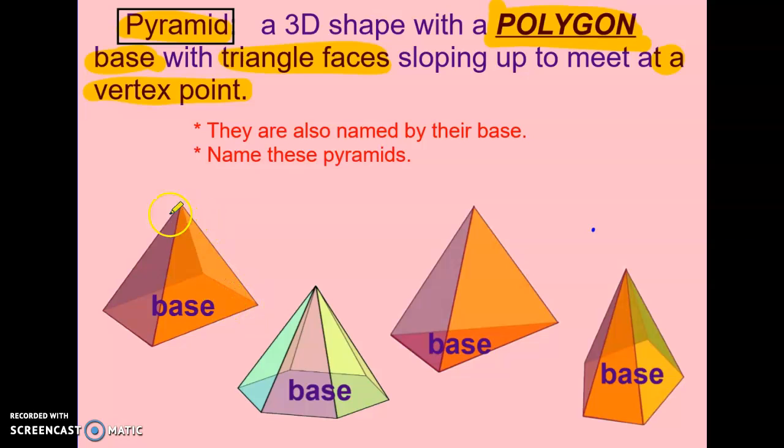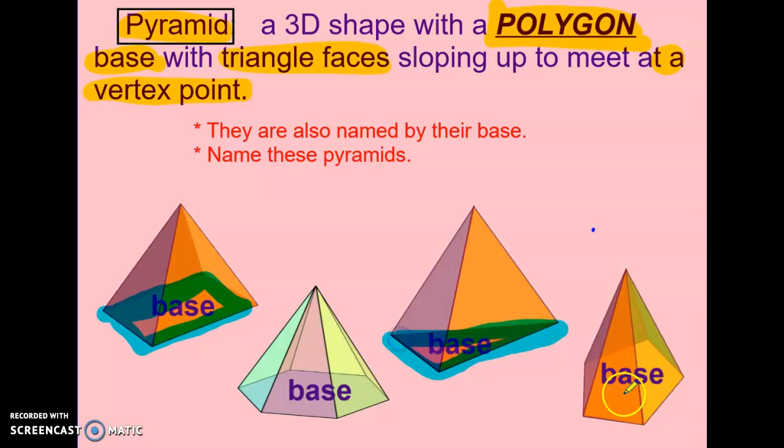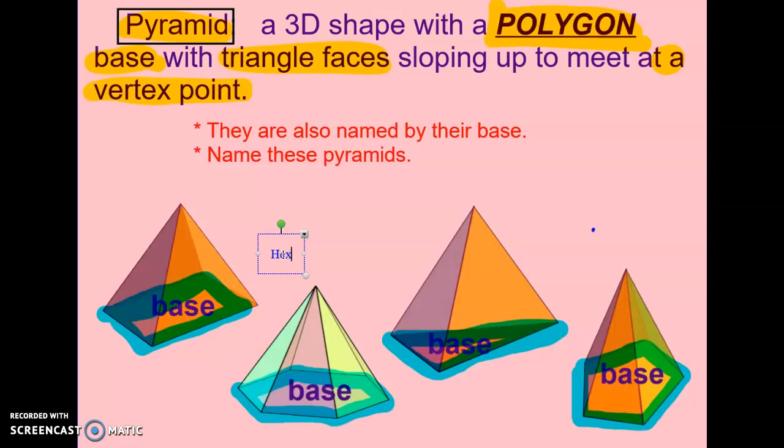So if we have pyramids right here, on this one right here, this would be a rectangular pyramid because it has a rectangle base. This one right here would be a triangular pyramid. This pyramid right here has 1, 2, 3, 4, 5 sides on it. So it would be a pentagonal pyramid. And this pretty Easter colored one, the base has 1, 2, 3, 4, 5, 6 sides on it. So this one would be a hexagonal pyramid.